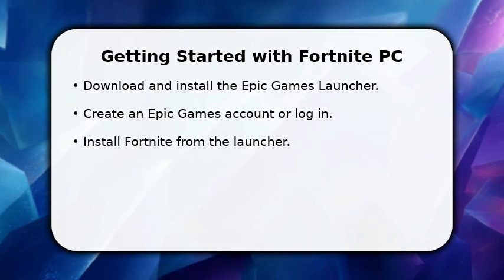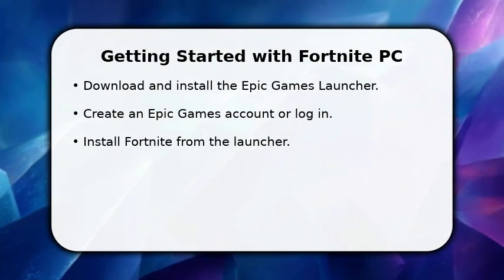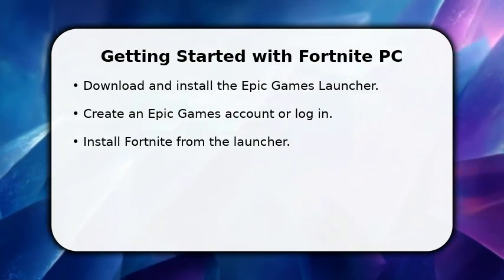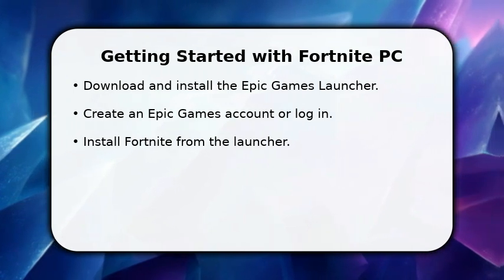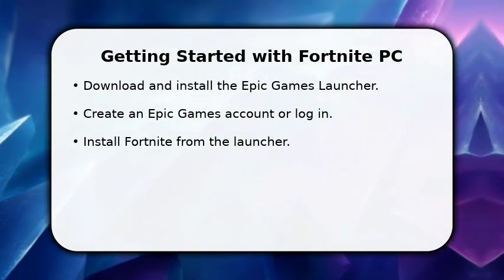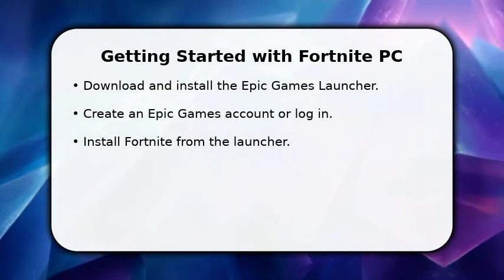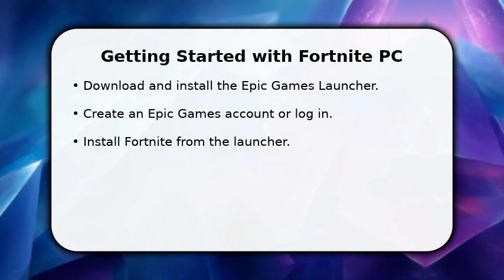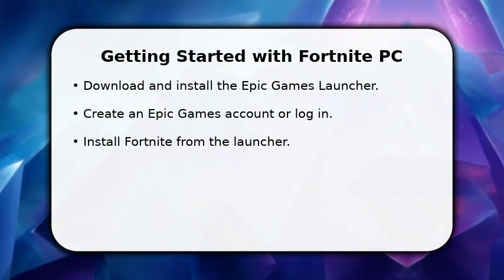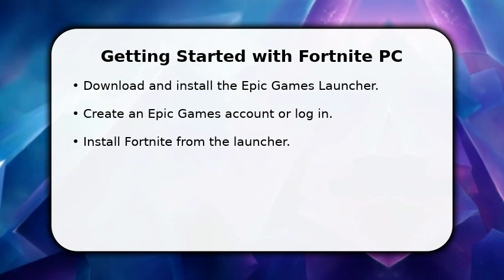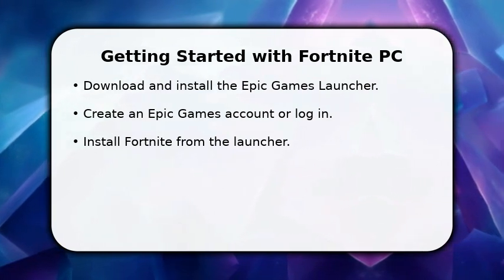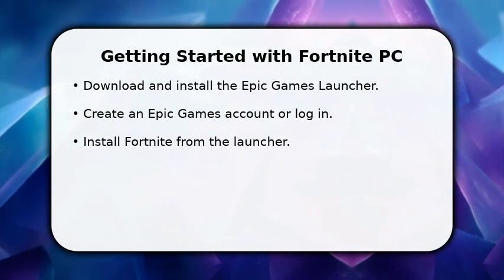In this video, I will explain how to play Fortnite PC. First, you'll need to download and install the Epic Games Launcher, which is the gateway to Fortnite. Once installed, create a new Epic Games account or simply log in if you already have one. From the launcher, navigate to the Fortnite page and click Install. The game file size is typically around 30 gigabytes, so ensure you have sufficient storage.